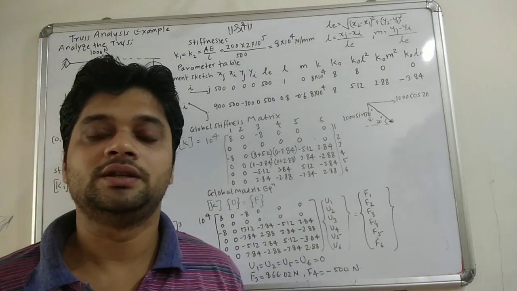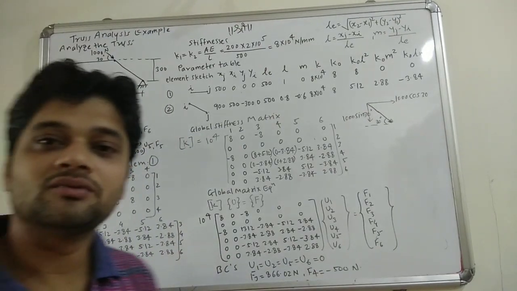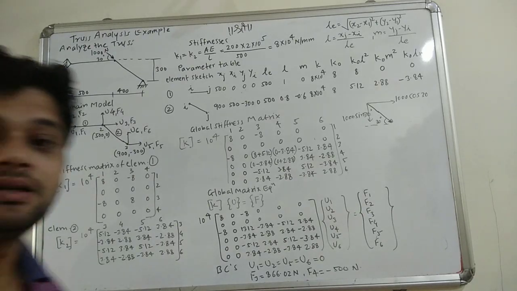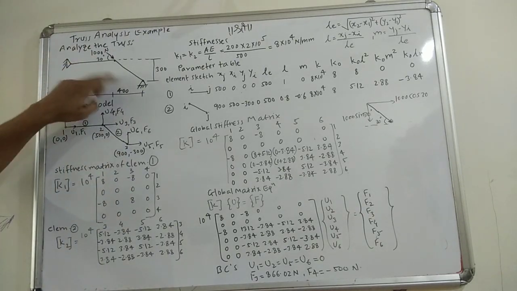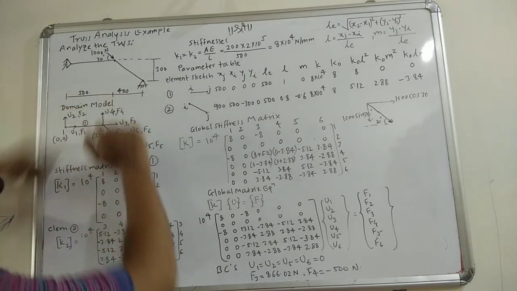So today we will see the truss analysis example. This had come in one of the question papers. The question is: analyze the truss completely. This is just a two-member truss, and the lengths are given as 500 and 400.